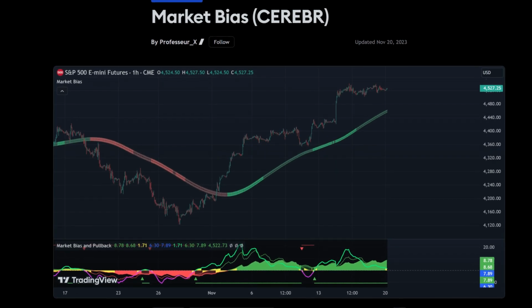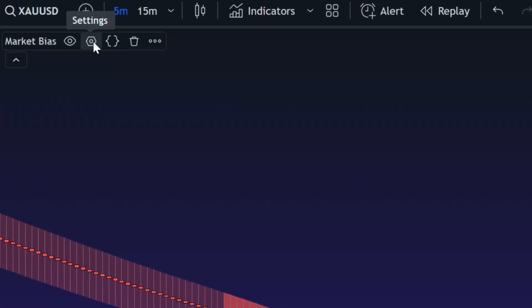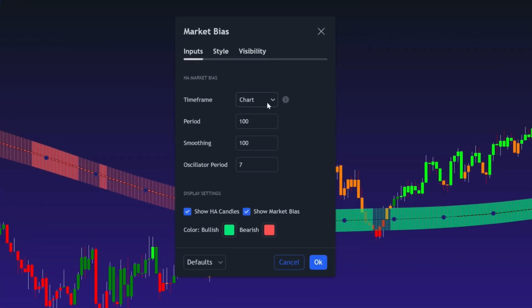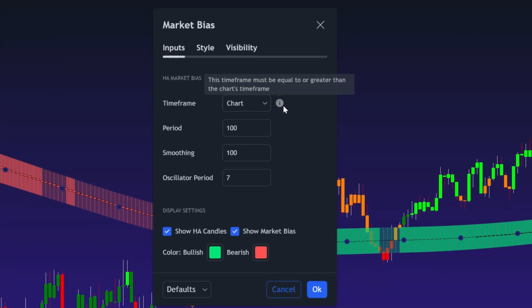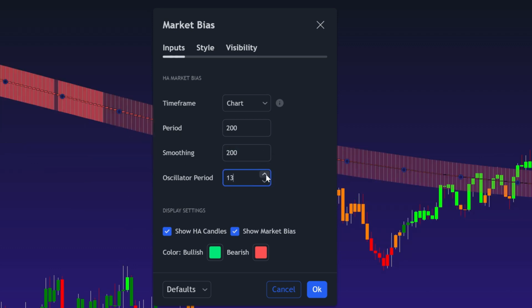is blowing. But before we put it to work, let's fine-tune it a bit. Click on the indicator settings and in the input section, set the time frame to chart so it matches the chart's time frame. Want to pick a broader trend? Just switch it to a higher time frame. Next, tweak the period option to 200 and do the same for the smoothing option. Then adjust the oscillator period to 14.